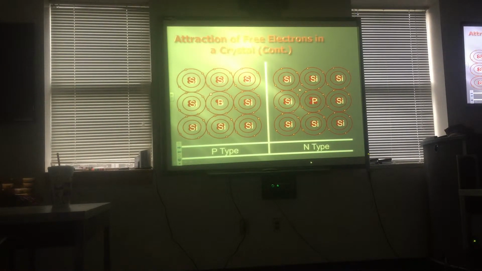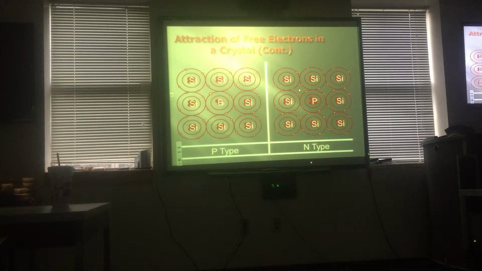Alright, so this is going to try to make learning a little bit easier, and explain the PN junction diode. Here I depict attraction-free electrons.